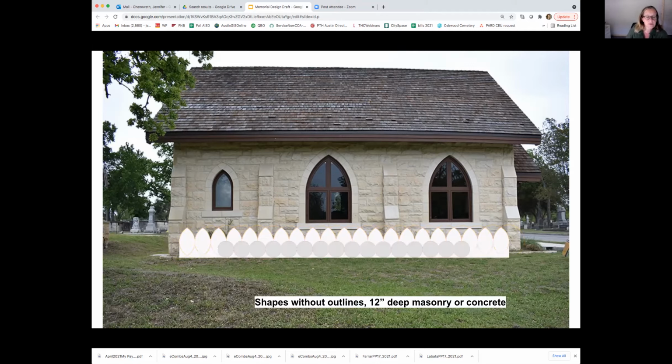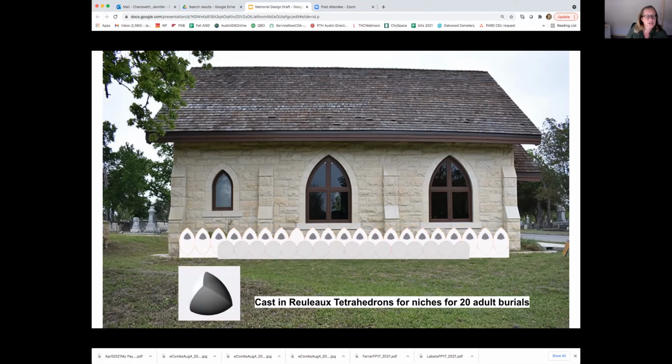So these are shapes without those geometric outlines in roughly 12-inch deep or less masonry or concrete. There are a lot of different stone options that would be really interesting and pretty straightforward for carving. These would have a base. They wouldn't be free-floating circles. And it's possible that we could carve out or cast in some Reuleaux tetrahedrons for niches where people could leave memorial objects, grave goods behind.